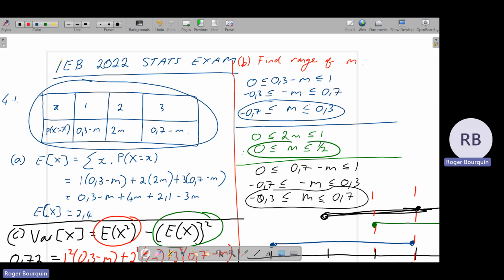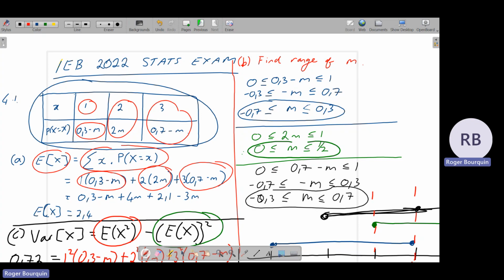E of x is simply going to be equal to the sum of each individual score times its probability. So it's going to be 1 times (0.3 minus m) plus 2 times 2m plus 3 times (0.7 minus m). You do the maths, distribute, and the m's will cancel out, and you end up with an expected value of 2.4.